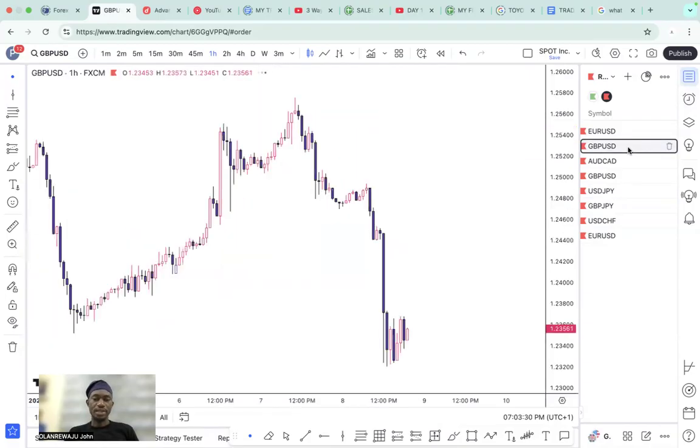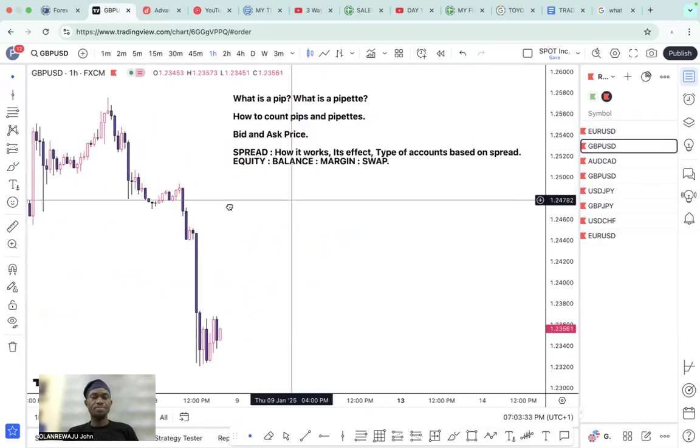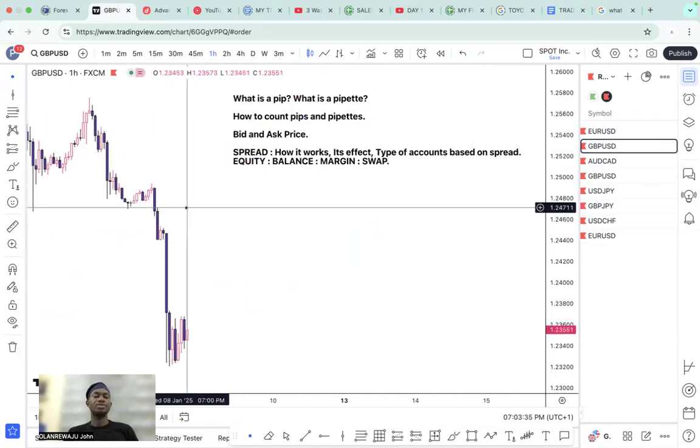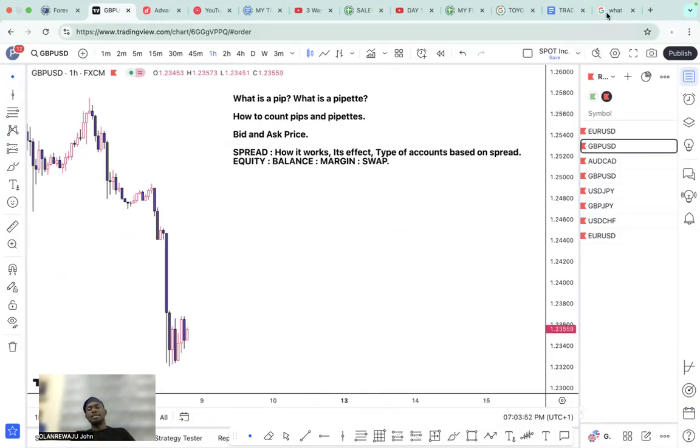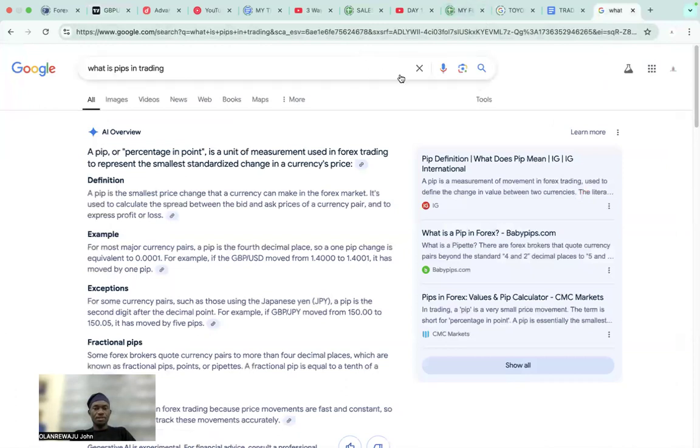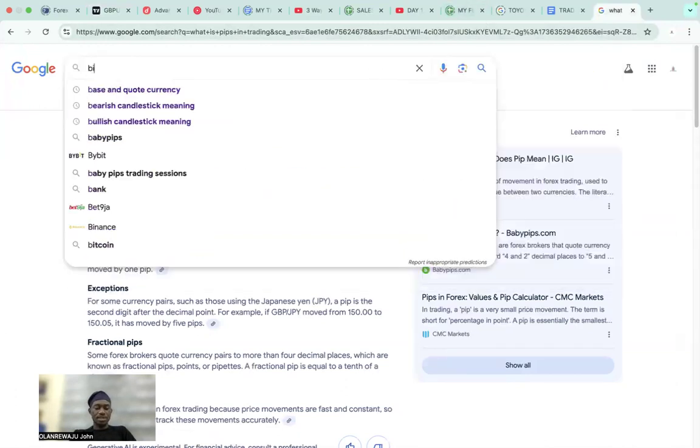Let us move on to our next lesson, which is bid and ask price. So what are bid and ask price? When you open your MT4 or even MT5, depending on whichever one you sign up on, you always see two different prices here. The first one is the bid, and the second one is the ask.